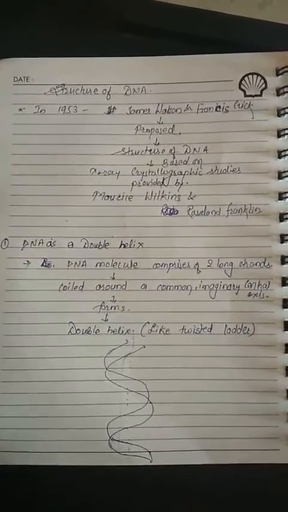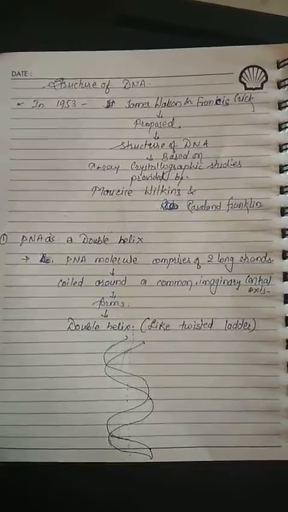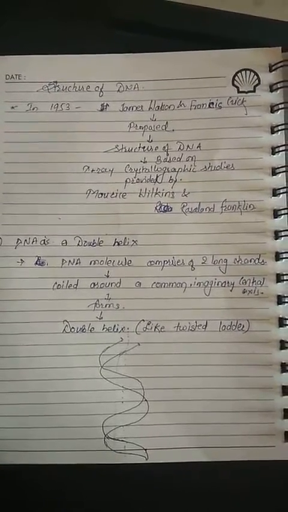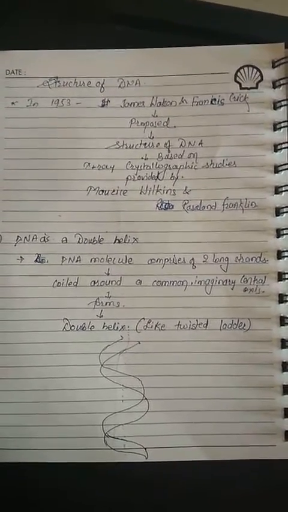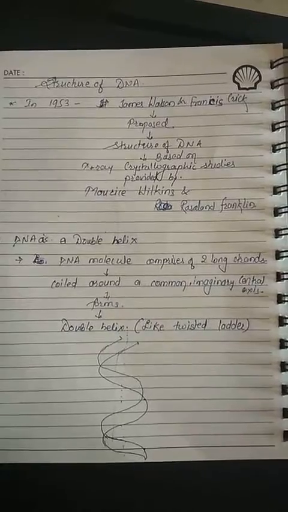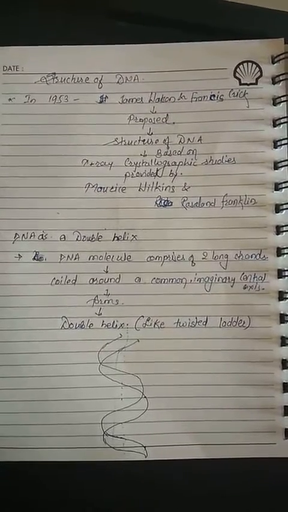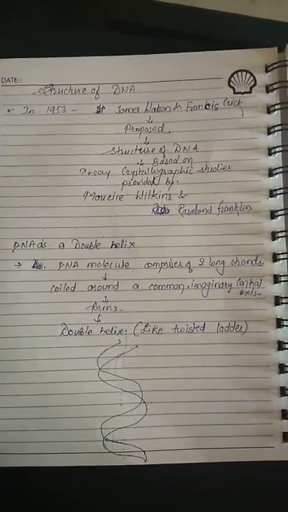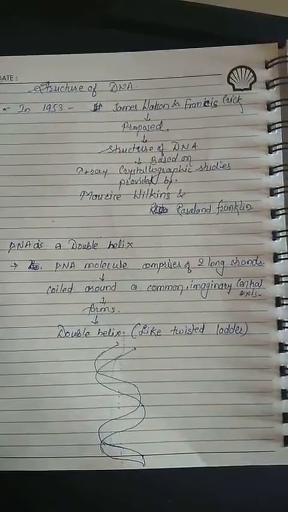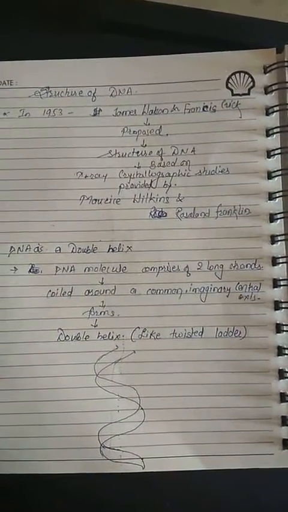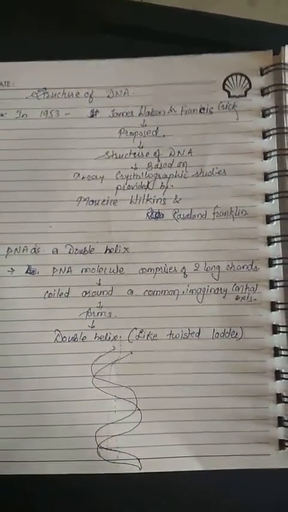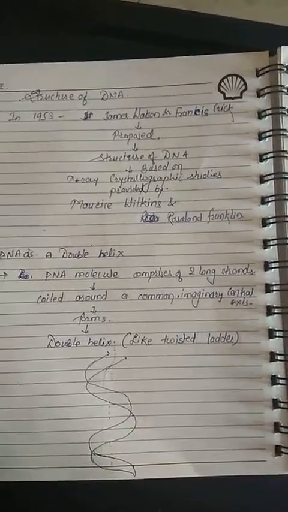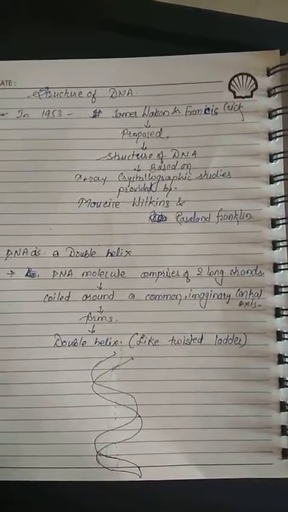The first point is DNA as a double helix molecule. DNA has a double helix molecule comprising two long strands. They are coiled around an imaginary common axis, and that forms the double helical structure. If you take the example of a ladder and twist it, the structure that forms is known as a double helical structure.